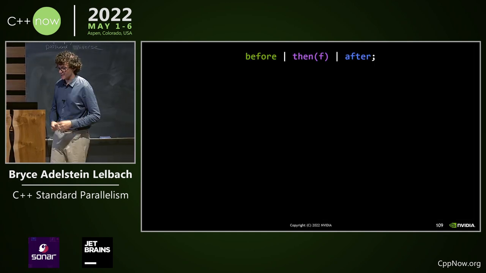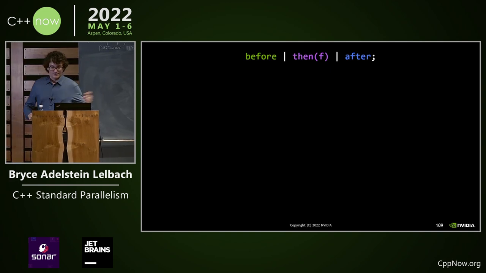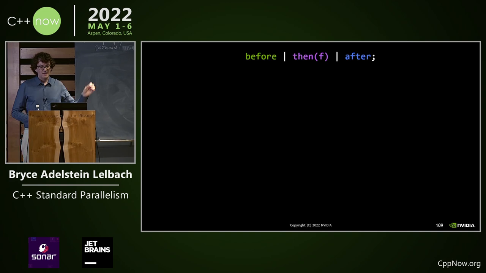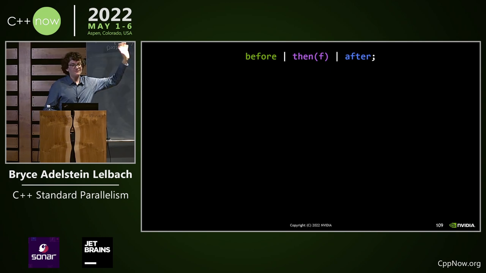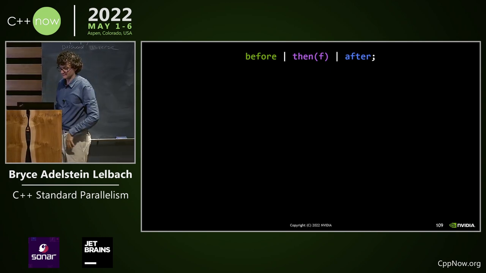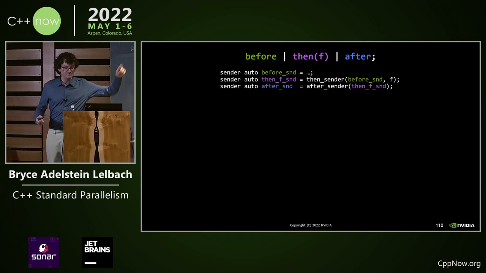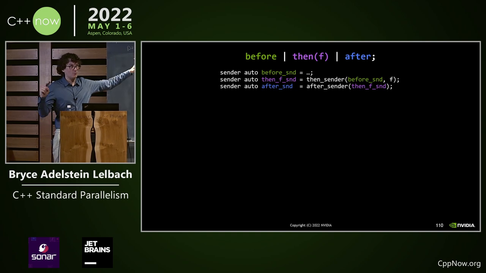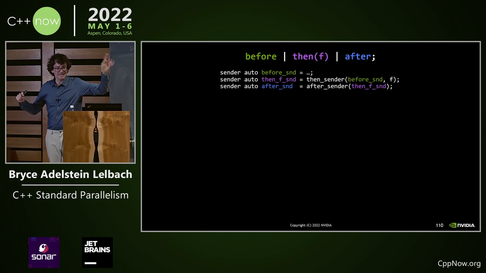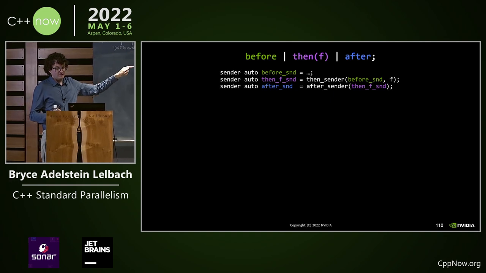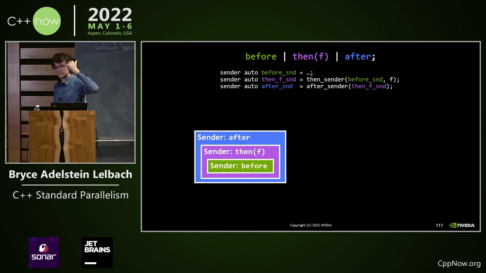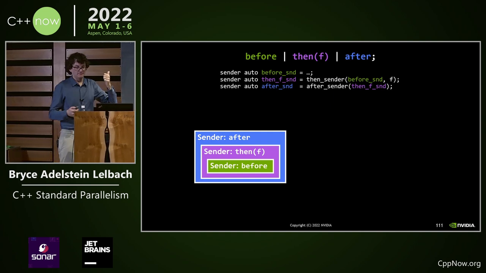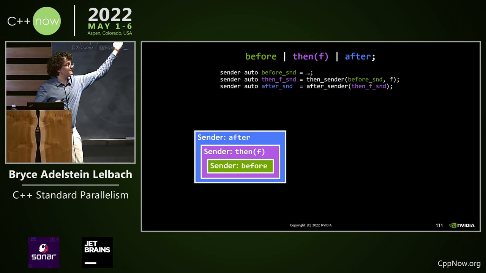All right, moving on. So, sender graph composition. Let's suppose that we have a single link in a chain of senders. We have an abstract, like before, sender adapter on the left-hand side of this link. Then we're going to have a concrete then adapter that's going to invoke some function f. Then we're going to have an abstract after adapter on the right-hand side. If we unroll the pipe syntax, we've got a before sender that came from somewhere. We create a then sender, which will contain the before sender and the function f. And we'll also create an after sender, which will contain the then sender. So we're going to end up with a nested structure of senders that looks like this. The left-hand side of the pipe is the most nested part of this structure.